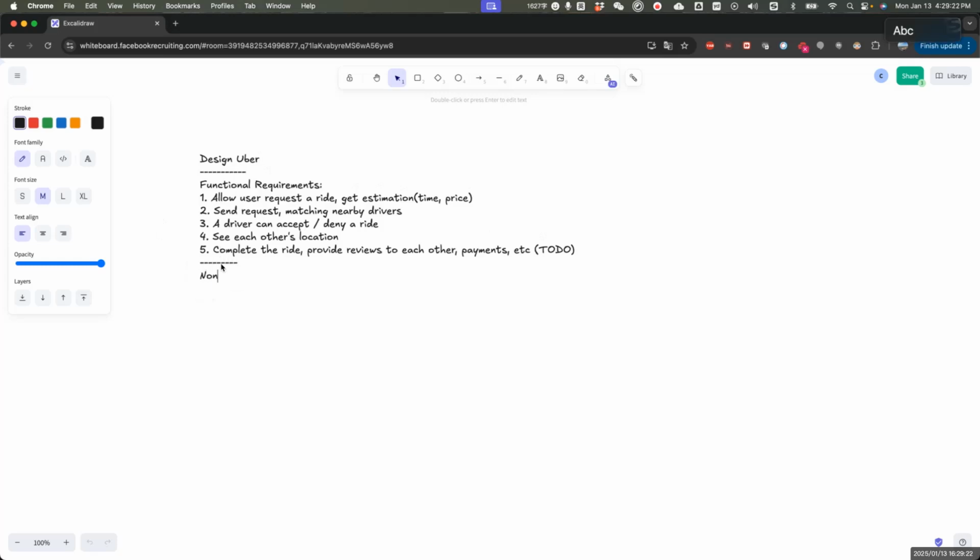And then for non-functional requirements, we can think of the following. We need strong consistency when requesting a ride and accepting or denying a ride.